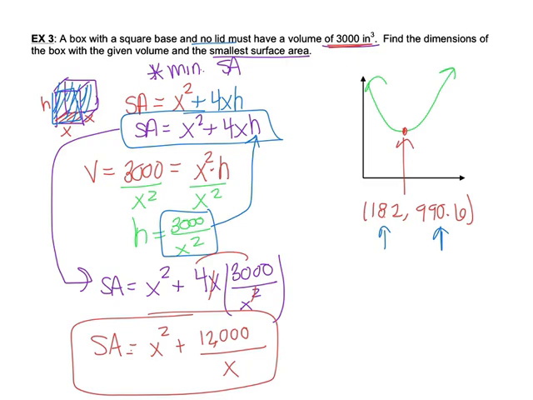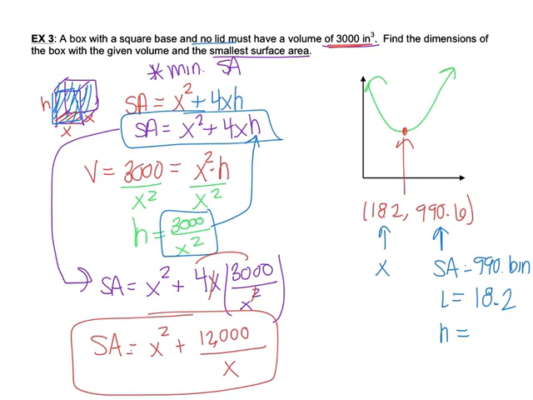Remember, the important part after you get to this is knowing what these values even mean. We were minimizing the y value, and that represents surface area. So our minimum surface area is 990.6 inches. And to get that surface area, that means the length of our bases, so I guess we'll call that length, would be 18.2. And then we still need to know the height of our box. And length is also width because it's a square base, so that only leaves the height.